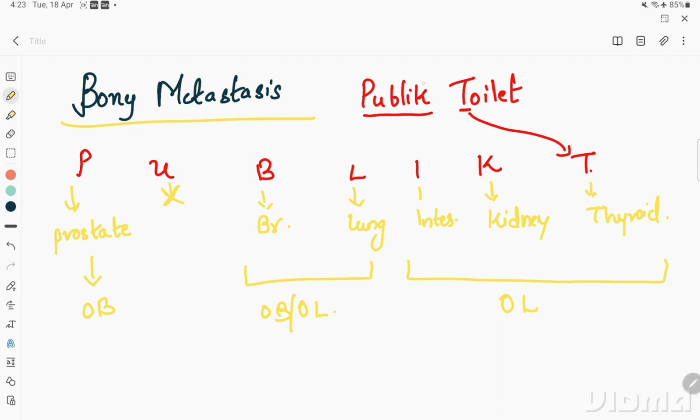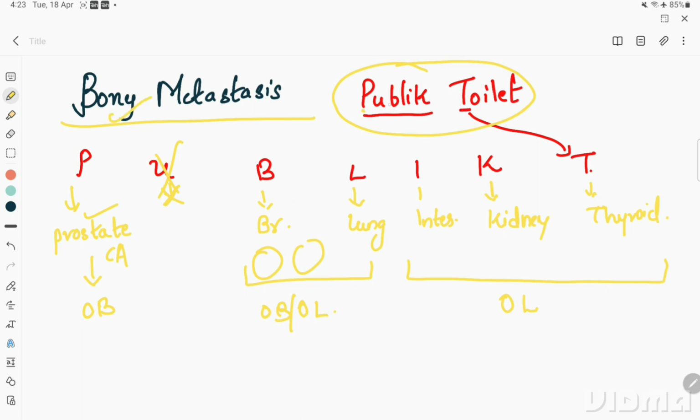So we have a code here for that. It is PUBLIC TOILET. I know it's kind of funny, but it makes life easier. P stands for prostate, guys. U, nothing. B stands for breast carcinoma. So P stands for prostate carcinoma, which basically means the prostate carcinoma can spread towards your bone.